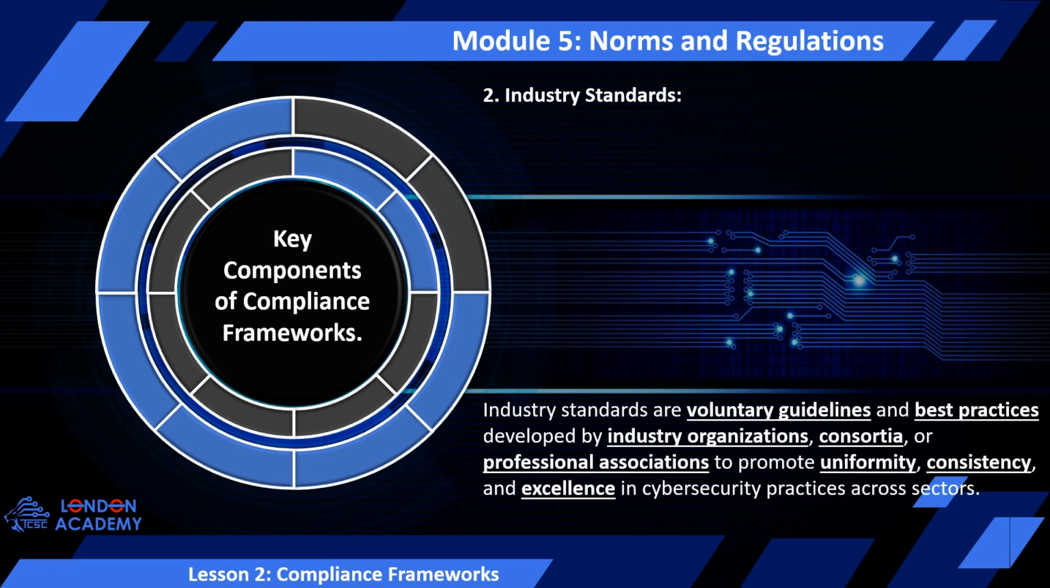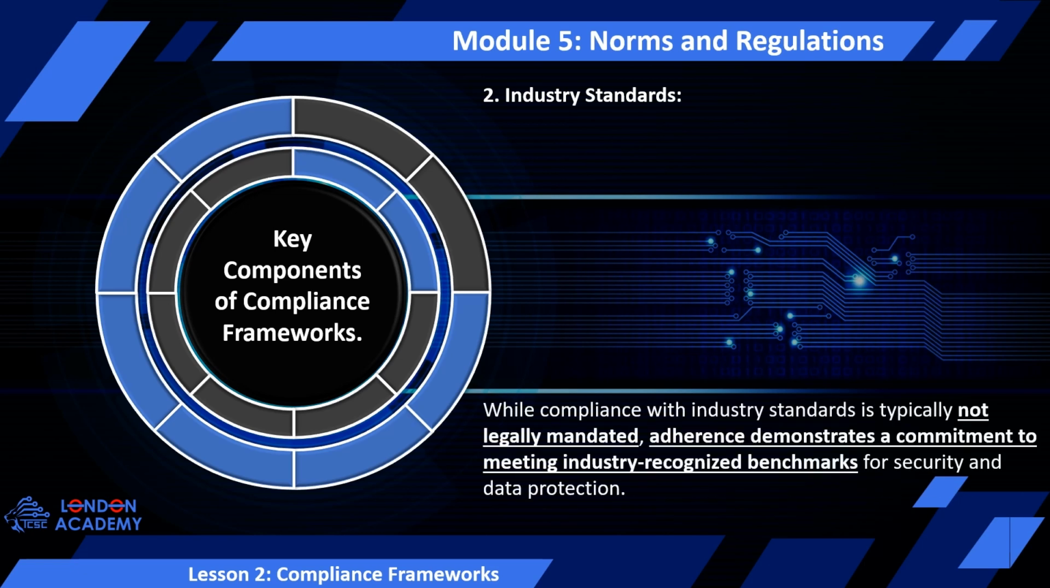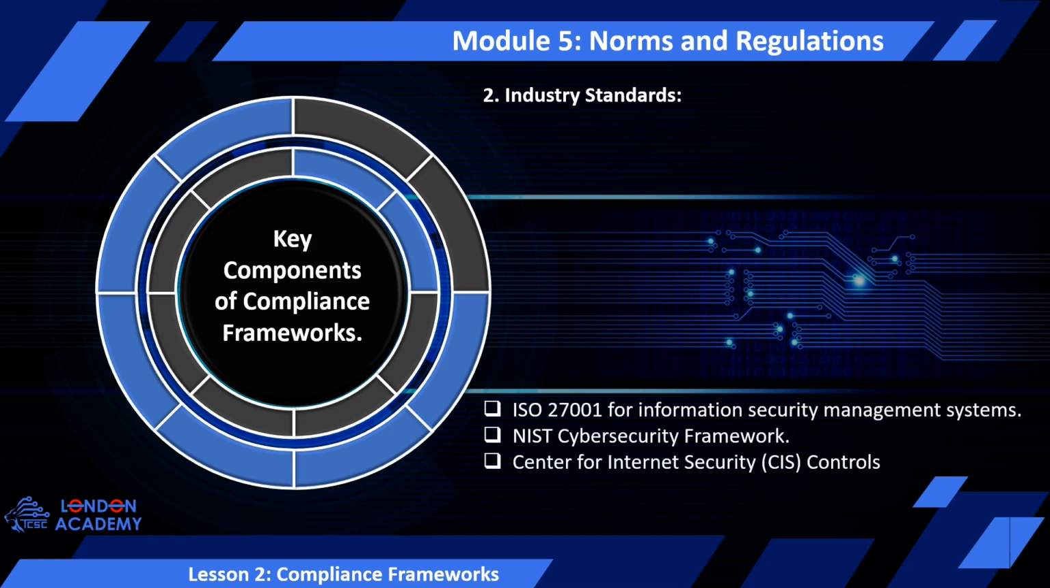2. Industry standards. Industry standards are voluntary guidelines and best practices developed by industry organizations, consortia, or professional associations to promote uniformity, consistency, and excellence in cybersecurity practices across sectors. While compliance with industry standards is typically not legally mandated, adherence demonstrates a commitment to meeting industry-recognized benchmarks for security and data protection. Examples include the ISO 27001 for Information Security Management Systems, the NIST Cybersecurity Framework, and the Center for Internet Security (CIS) controls.